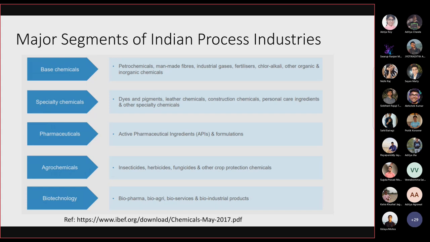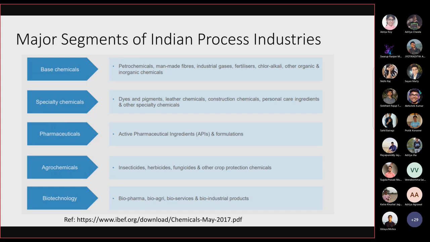What are the major segments of Indian process industries? It has been divided into five. One is base chemicals: petrochemicals, man-made fibers, that is synthetic fibers, industrial gases, fertilizers, chloralkali industries, and other inorganic and organic chemicals. These are the base chemicals. These chemicals are required to produce various other chemicals.